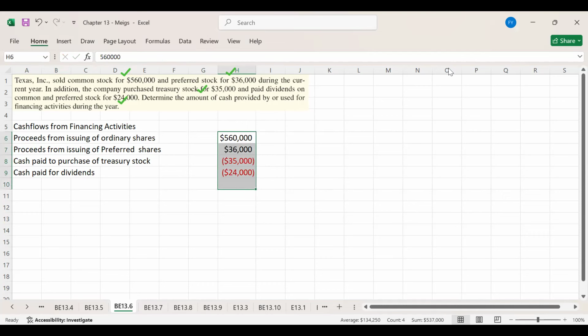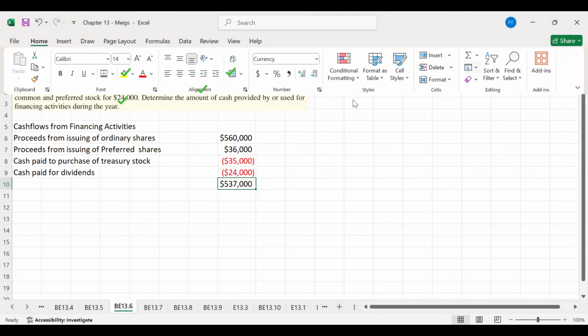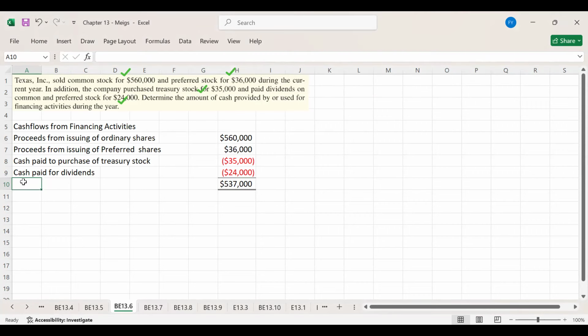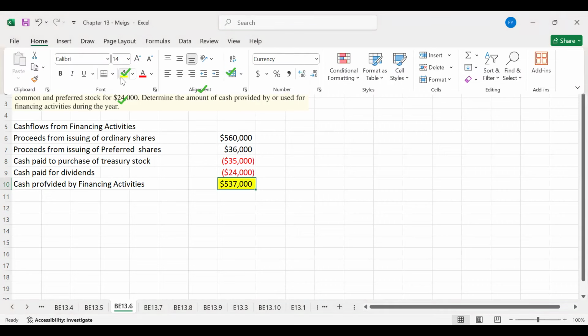So this is the total cash. We have cash provided by or used for. As this is a positive amount, this is the cash provided by financing activities. So this is our answer from this brief exercise.